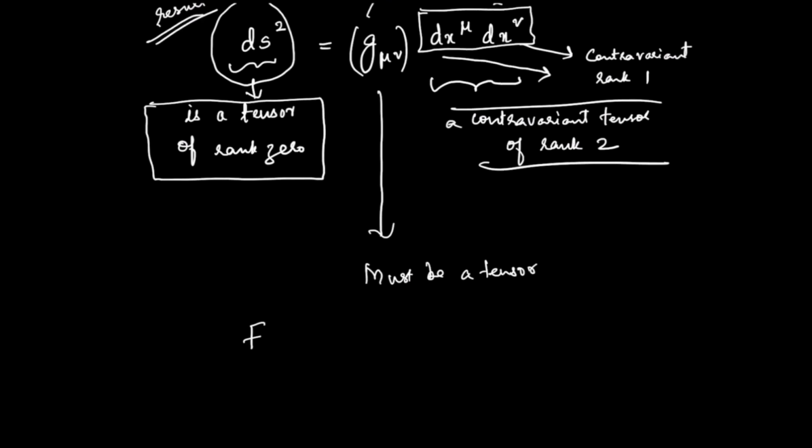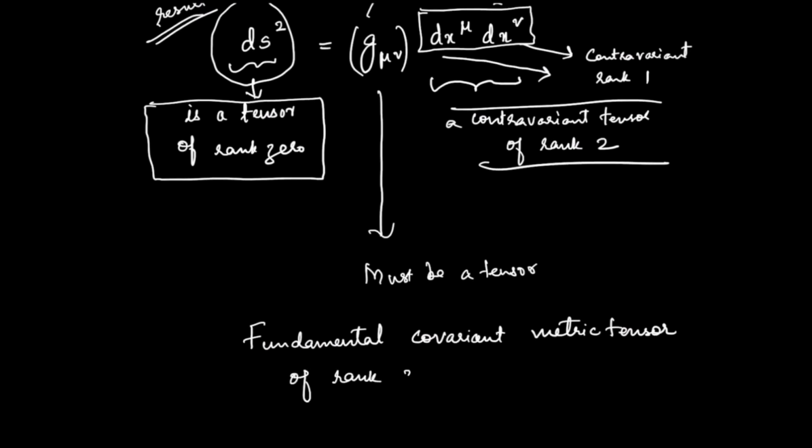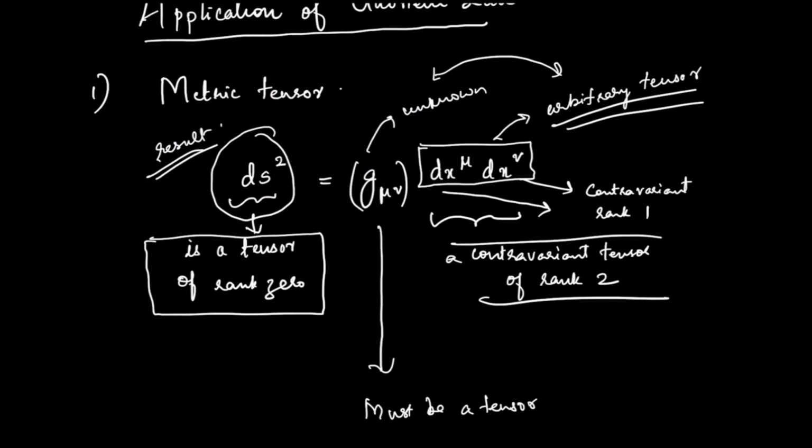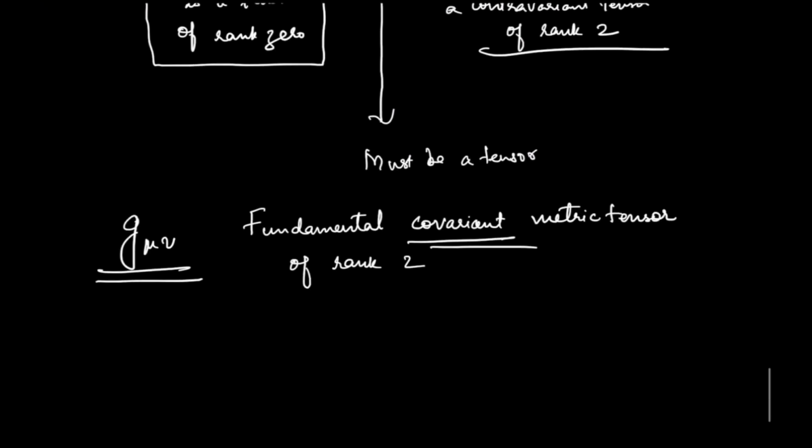So it is a fundamental covariant metric tensor of rank 2. g mu nu must be covariant. Therefore, whatever metric tensor you are getting from the line element must be covariant.